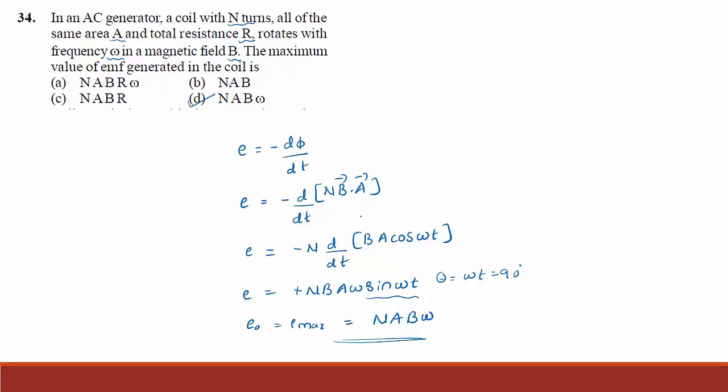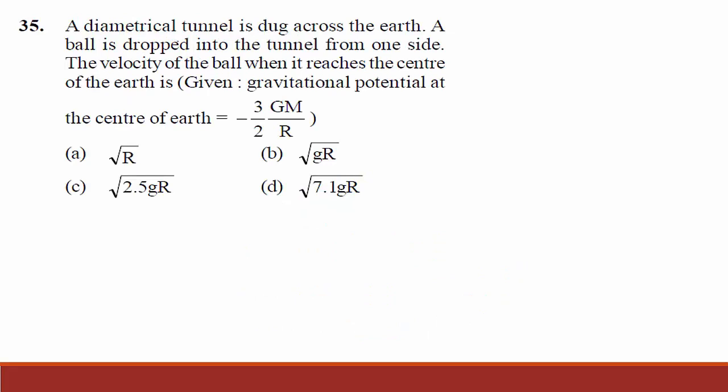A diametrical tunnel is dug across the earth. A ball is dropped into the tunnel from one side. The velocity of the ball when it reaches the center of the earth is, given gravitational potential at the center of the earth is equal to minus 3 by 2 GM divided by R.